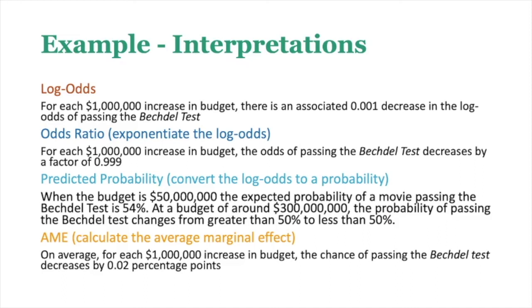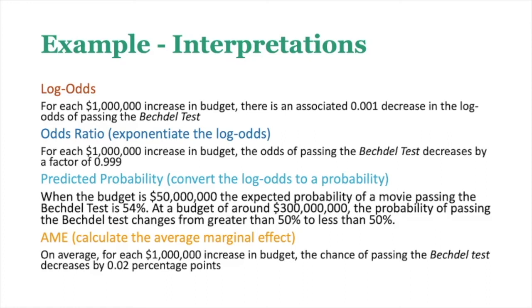But if you're looking just at the log odds, then you'd say for each $1 million increase in budget, there's an associated 0.001 decrease in the log odds of passing the Bechdel test. Personally, that's not super meaningful to me. All that's telling me is that the probability is decreasing as you increase the budget.